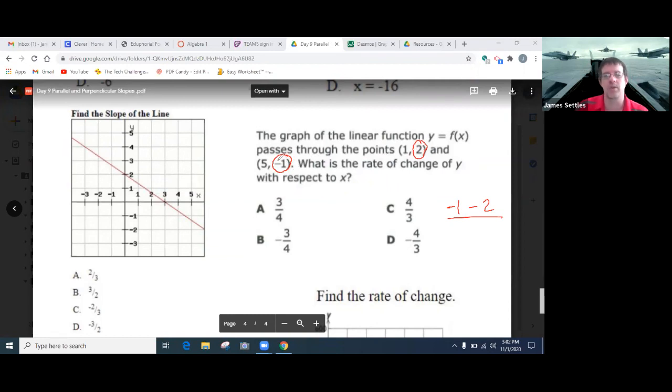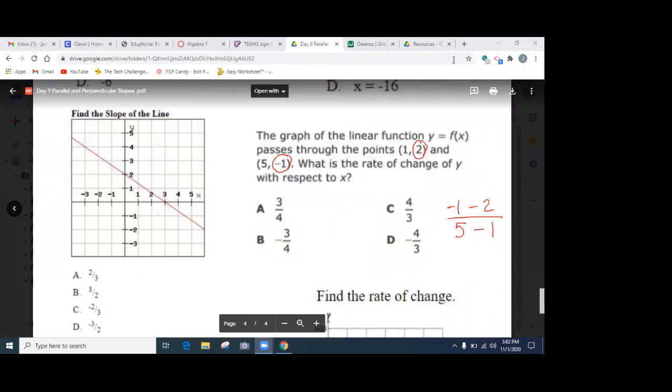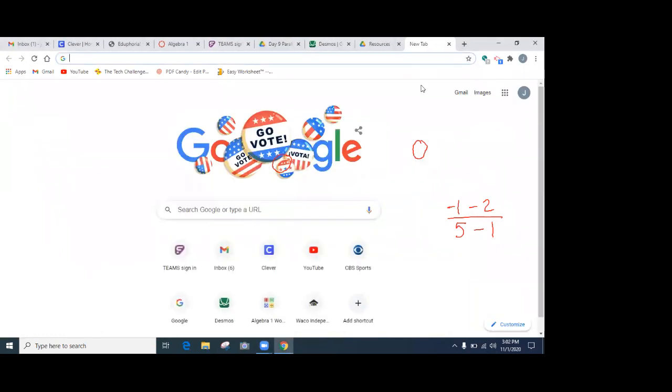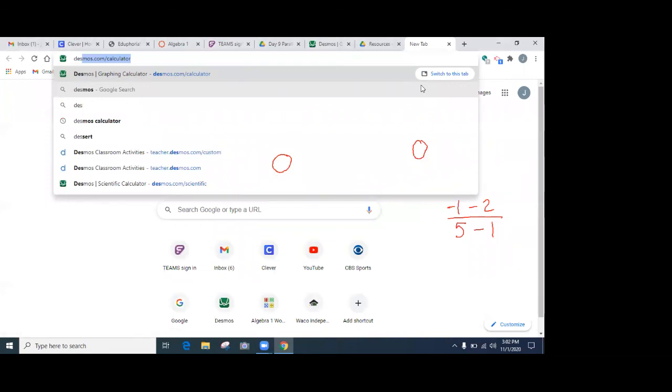So which x do I start with? We start with -1's buddy, which is 5. So we're going to go 5 minus 1. All right, so now we're going to just go put this in our calculator. The bad news to this is we need the scientific Desmos. So we're going to type in Desmos.